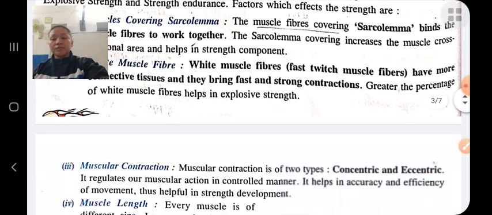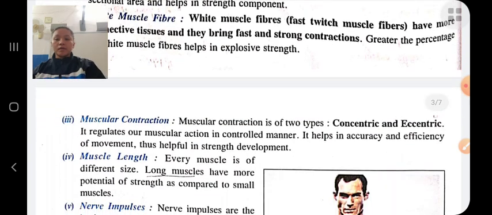Muscular contractions. There are two types of contraction: concentric and eccentric. Concentric means shortening of muscle and eccentric means lengthening of muscles, that is the downward movement of our muscle. It regulates our muscular actions in a controlled manner. It helps in accuracy and efficiency of movement and helps in strength development.